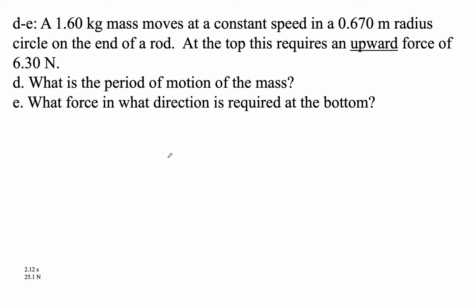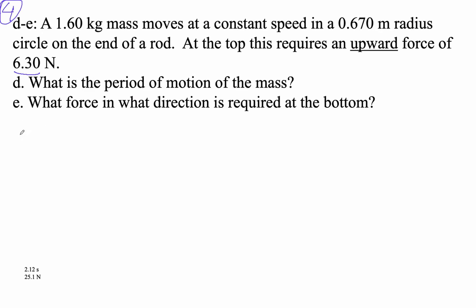Okay, so let's take a look at this guy. This is problem number 4, D and E. A 1.6 kilogram mass moves at a constant speed in a 0.767 meter radius circle at the end of a rod. At the top this requires an upward force, so we have to actually lift it up. By the way, we know the acceleration is going to be less than 9.81 because of that, right? Okay, so let's figure this out.